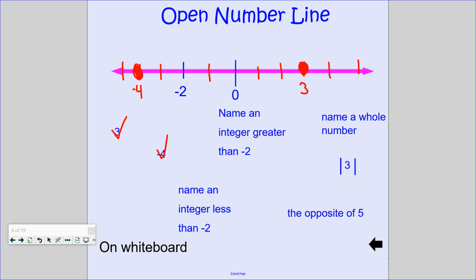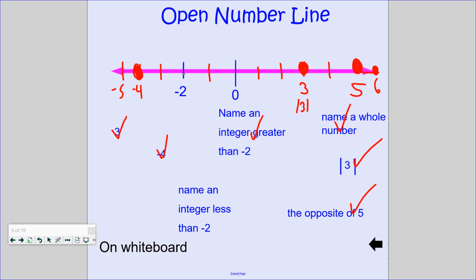Name an integer greater than -2. What about 5? Name a whole number. 6. It could be 0, 1, 2, 3, 4, 5, and so on. What's the absolute value of 3? It is 3 because it is 3 units away from 0. So what's the opposite of 5? Well, here's 5. What's on the opposite side? -5.